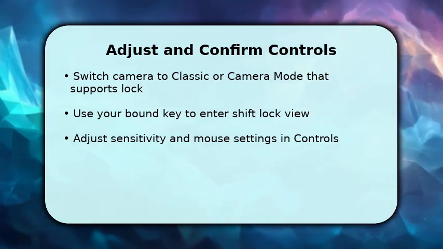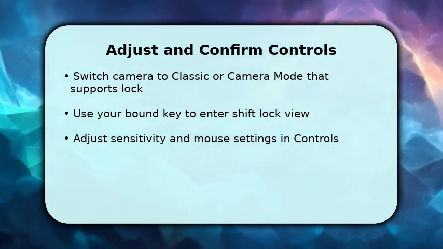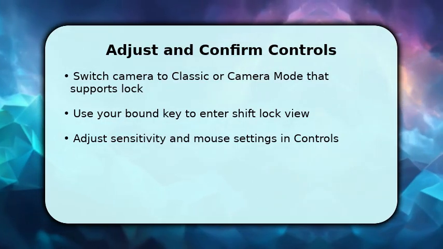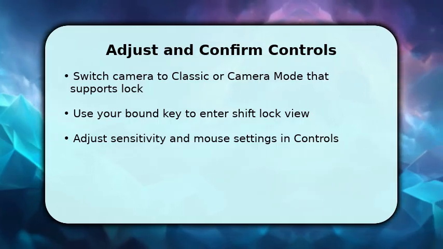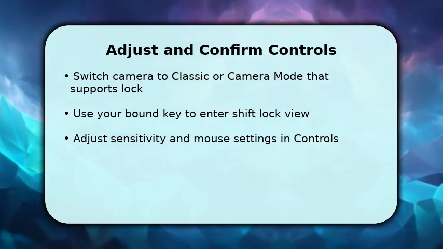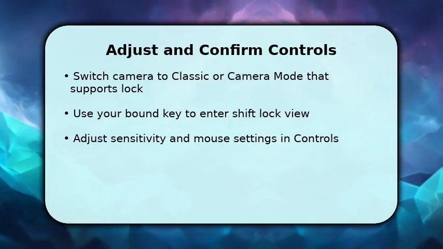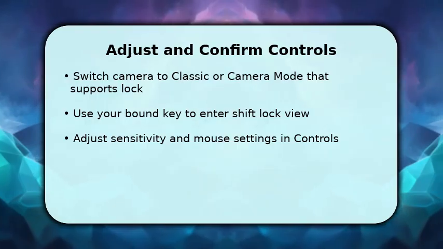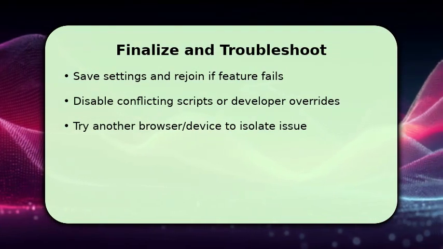If the turn or pan feels off, adjust mouse sensitivity and camera settings in controls until rotation and responsiveness match your aim. Make small changes and retest. Incremental tweaks avoid overshooting the right feel for gameplay. Finish by saving your settings and playing for a few minutes to ensure shift lock behaves consistently across maps.